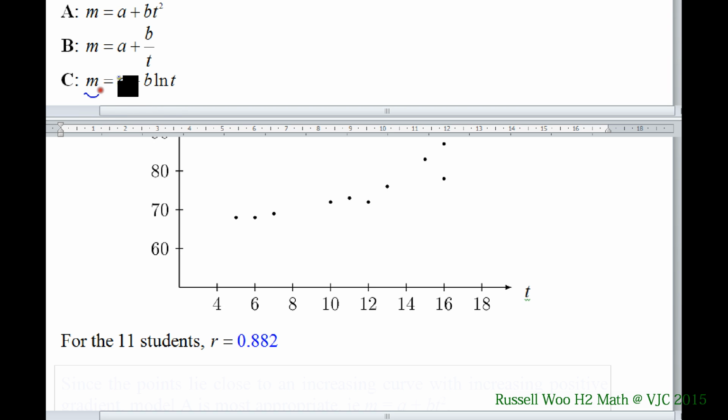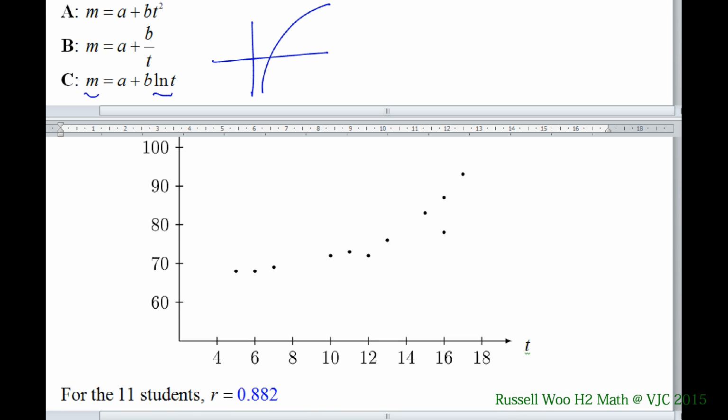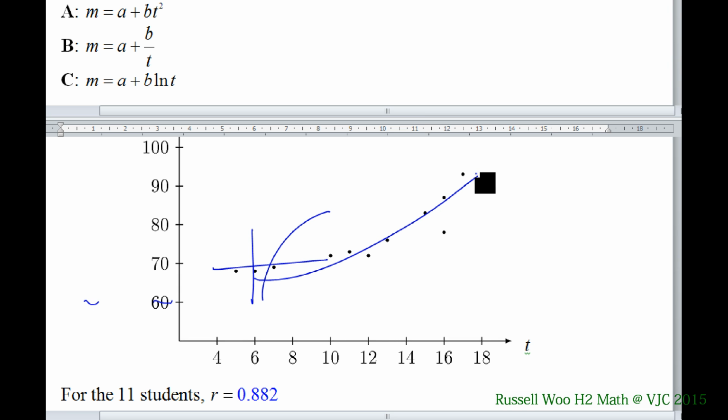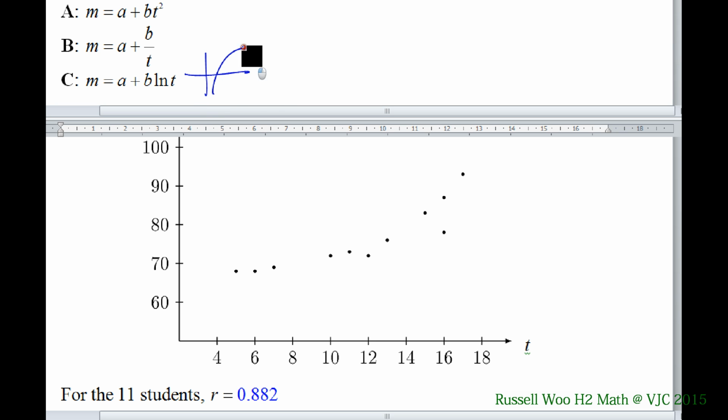If it is an m equals ln t graph, the ln graph should look like this. Correct? Ln graph should look like this. That means the gradient is decreasing. But if you look at your scatter diagram, it's like that. Oops, what just happened? Never mind, you know what I mean. Okay? You know what I mean, right? Yes? So it cannot be, if it's a ln t, it is like that. So it is not C.